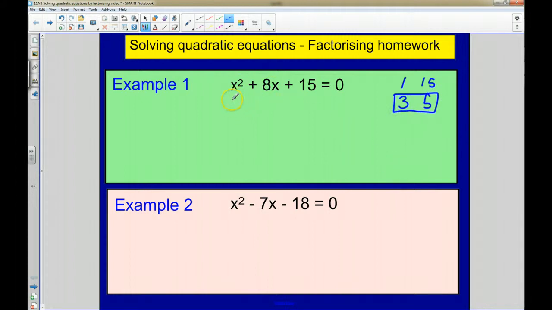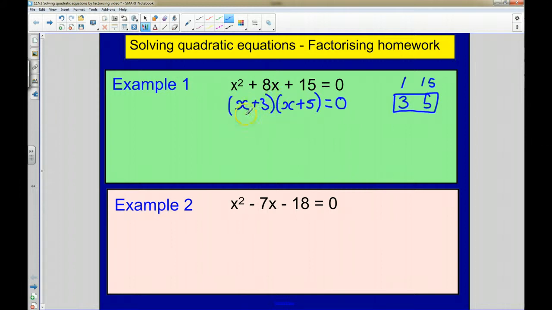So I'm going to write this in factorised form. We're going to have x plus 3, and we're going to have x plus 5. This quadratic expression and this quadratic expression mean exactly the same thing. They're just written in two different forms. This is now written in factorised form. So I also want this to be equal to 0. So we've now got it in a form where we can solve to find out what x is.